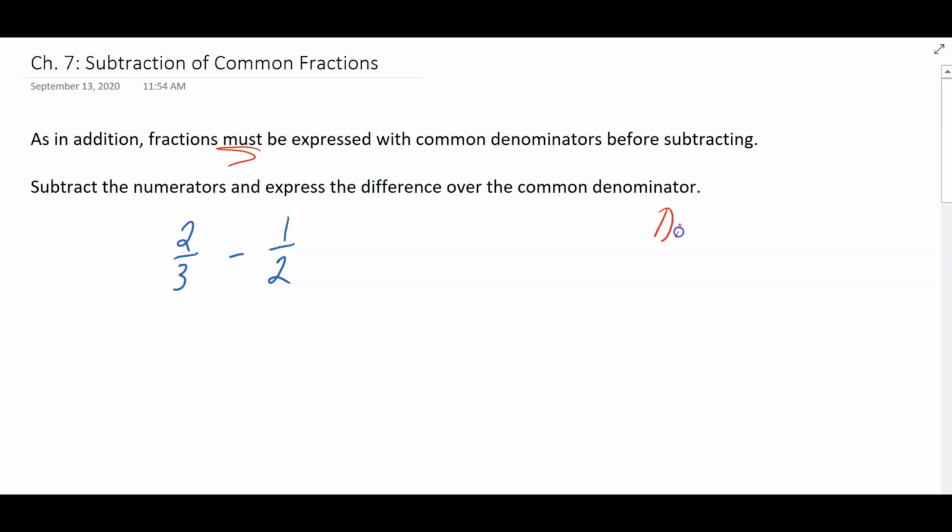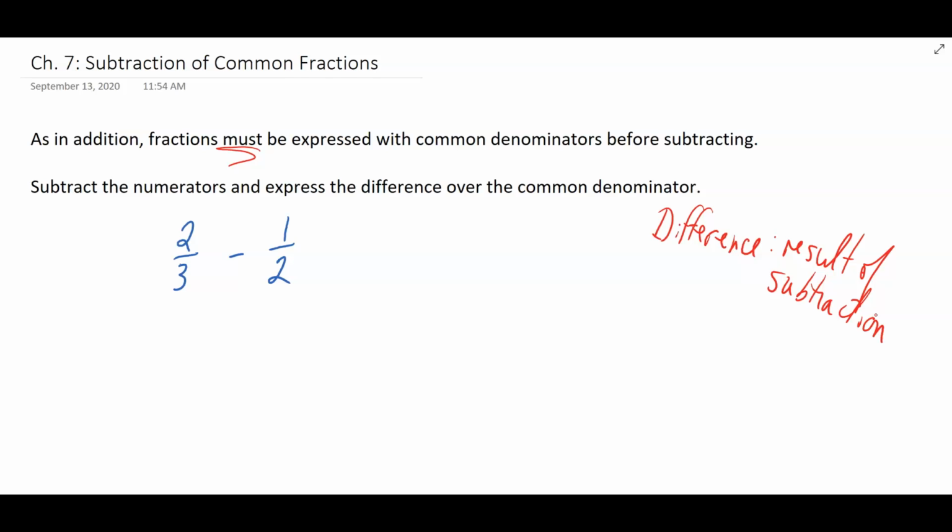Difference is a term we use for the result of subtraction, okay? Just as sum is the result of addition, a difference is the result of subtraction. So let's subtract these two fractions.